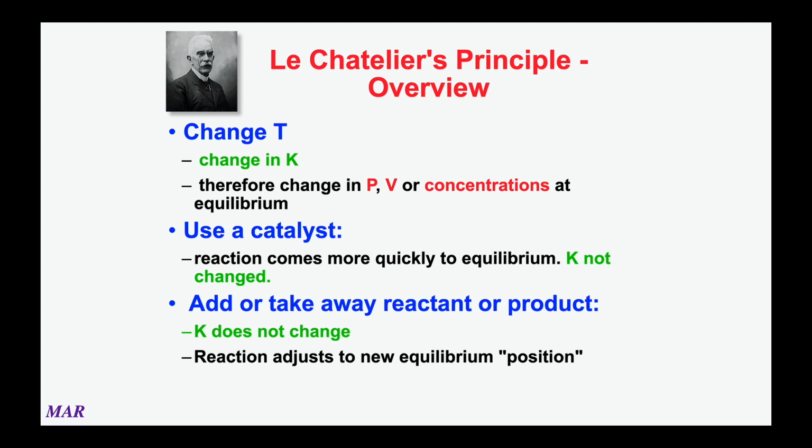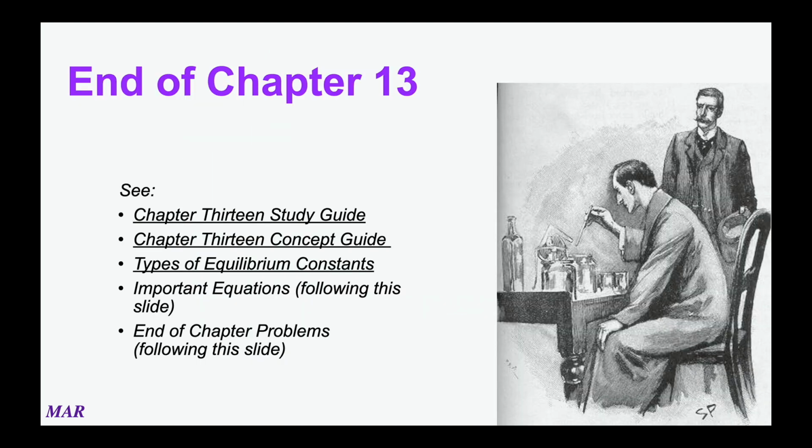And in a nutshell, this last one, if you add something, the reaction shifts to the opposite side. If you remove something, the reaction shifts to the side you remove from. That's kind of an overall view that works really well for Le Chatelier. It also works for temperature too, if you think about increasing the temperature as adding heat, and decreasing the temperature as removing heat. Okay, that's the end of chapter 13.